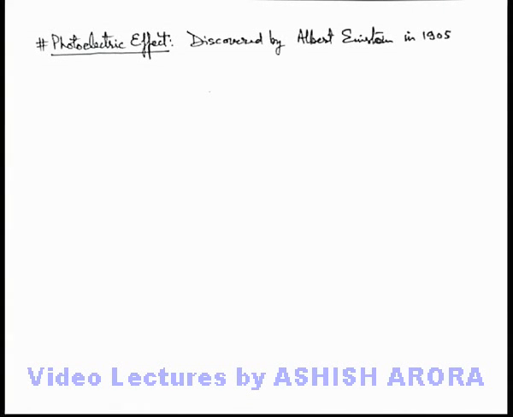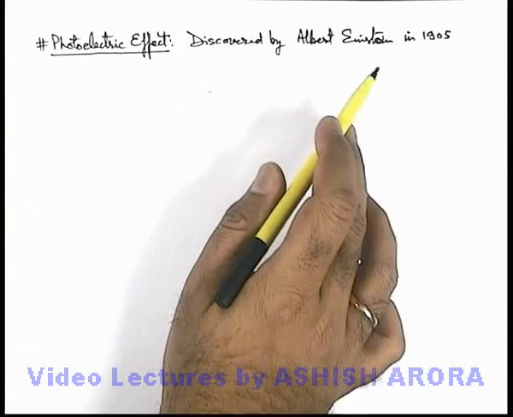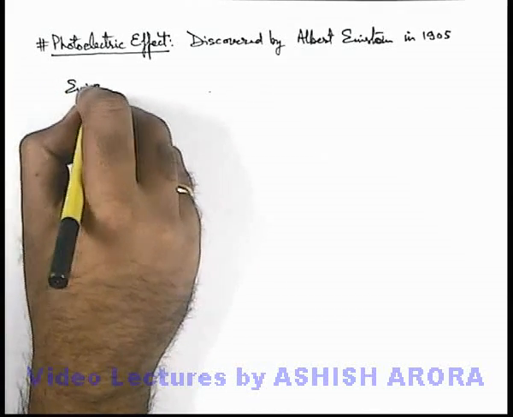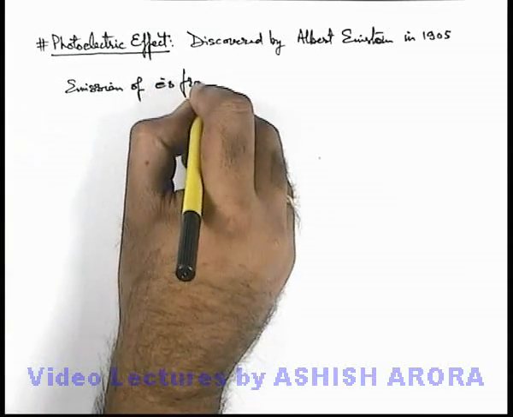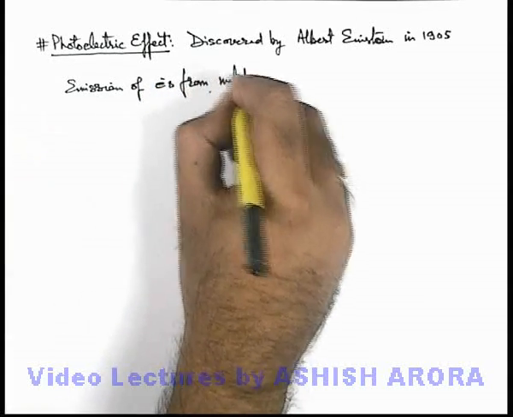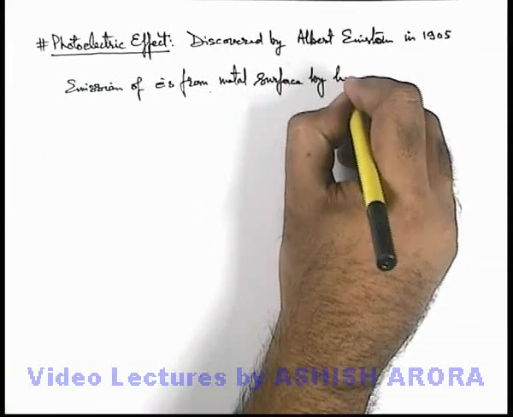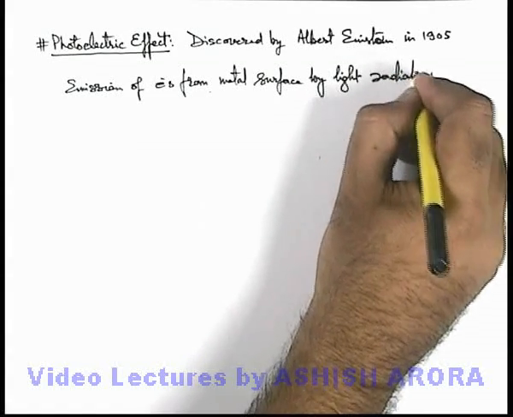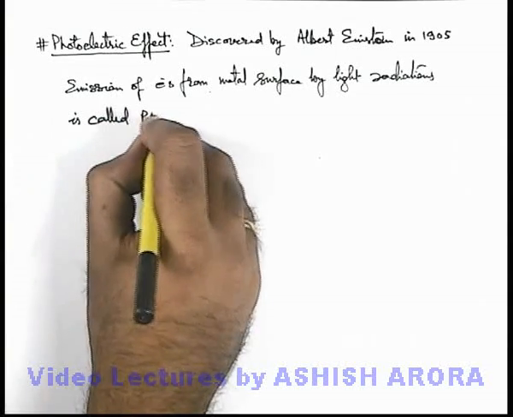Dear students, let's start the topic of photoelectric effect, which was discovered by Albert Einstein in 1905. About photoelectric effect, we can write that emission of electrons from metal surface by light radiations is called photoelectric effect.